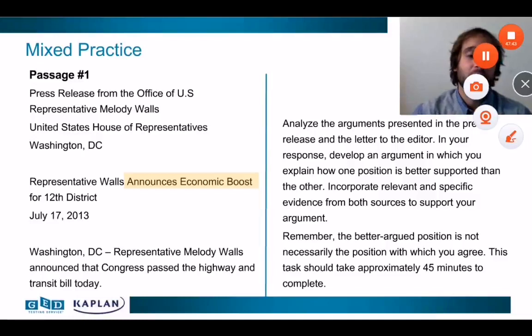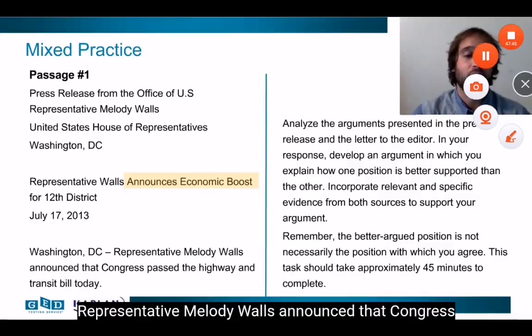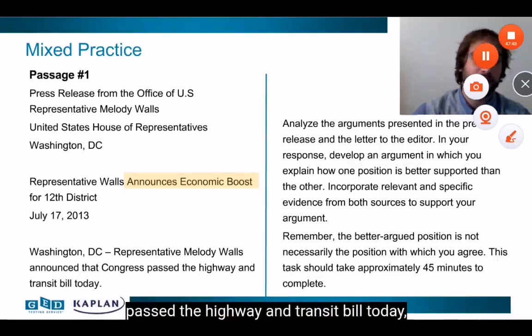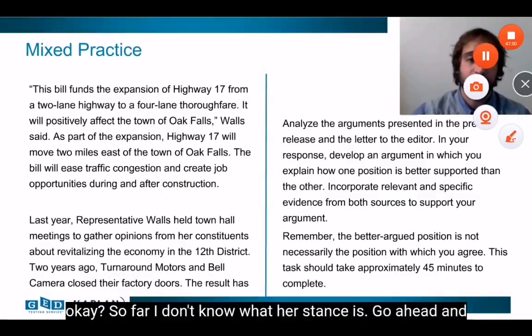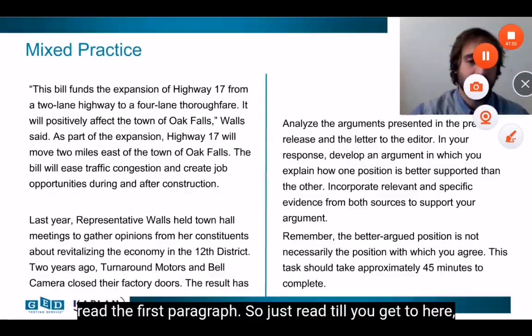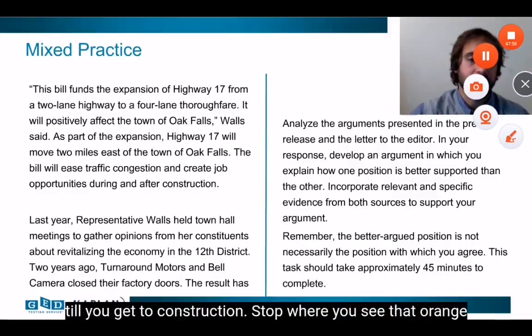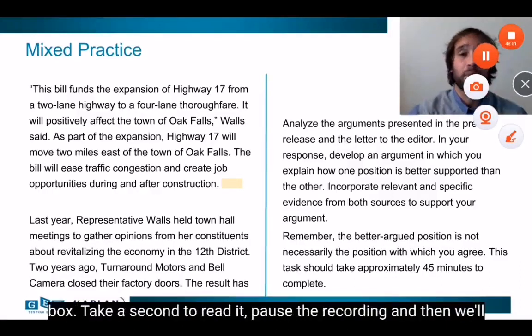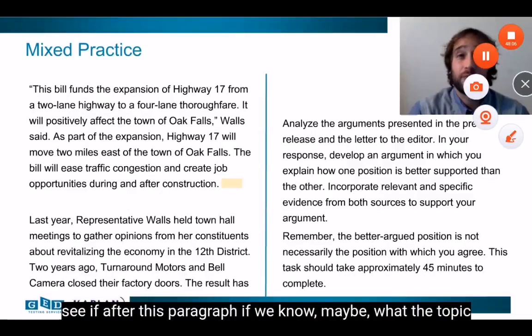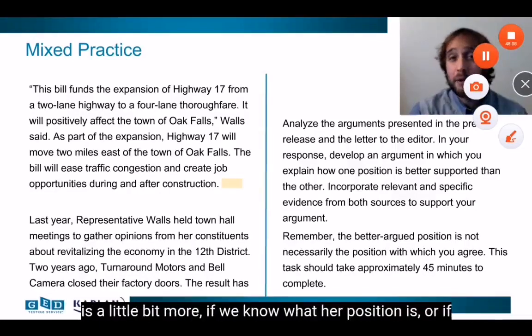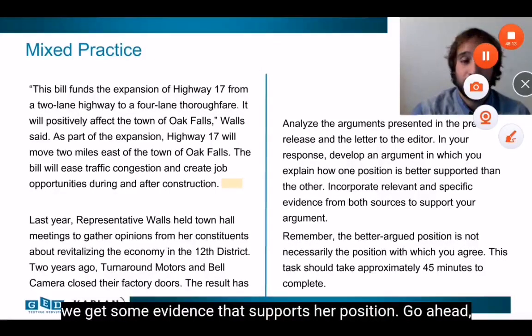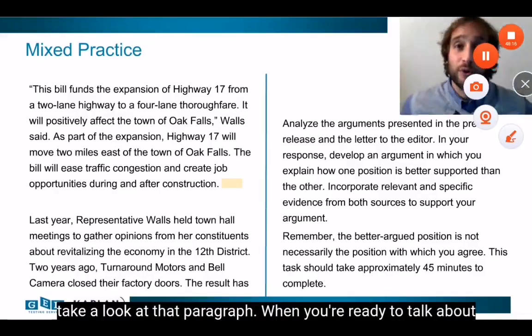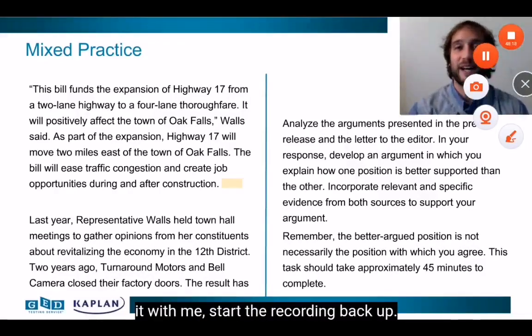So here we go. Representative Melody Walls announced that Congress passed the Highway and Transit Bill today. Okay, so far I don't know what her stance is. Go ahead and read the first paragraph. So just read till you get to construction. Stop where you see that orange box. Take a second to read it, pause the recording, and then we'll see if after this paragraph we know maybe what the topic is a little bit more, if we know what her position is, or if we get some evidence that supports her position. Go ahead, take a look at that paragraph. When you're ready to talk about it with me, start the recording back up.